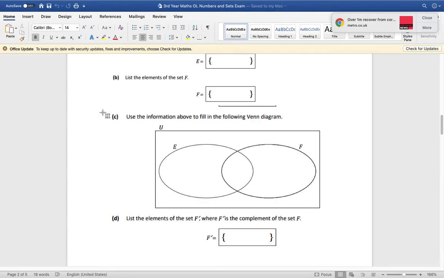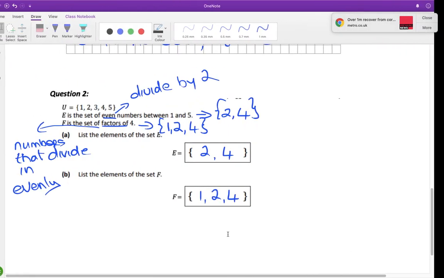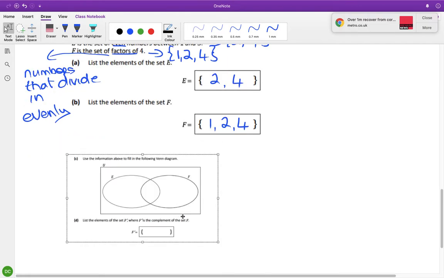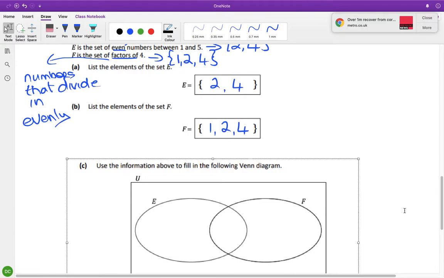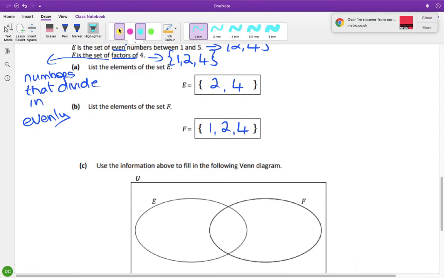Okay, so we'll do the Venn diagram. Use this information to fill in the Venn diagram. You always fill in the center. So do we have anything in common in the two sets? We do. There's a 2 in both sets, so we'll throw that in the center. Once I've taken the 2 out, what's left in E? It's 4. And once I've removed the 2, what's left in F? I'm an idiot. Sorry. Go back.